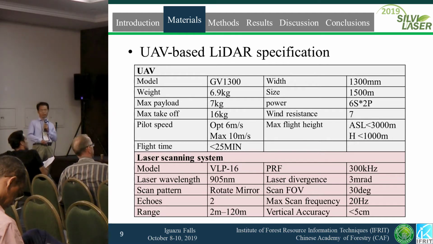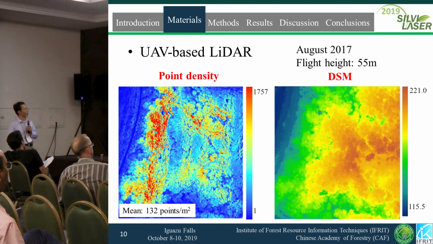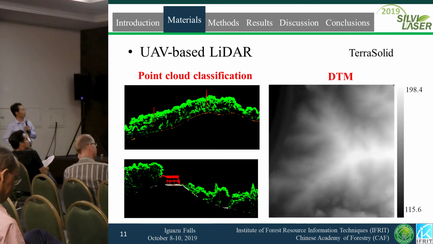The study area's elevation varies by more than 100 meters. So the flight was flown along the slope, and the flight height changed. It's not a consistent flight height. The flight height above the slope is about 55 meters. The point density is more than 100, and it is used to generate the DSM.